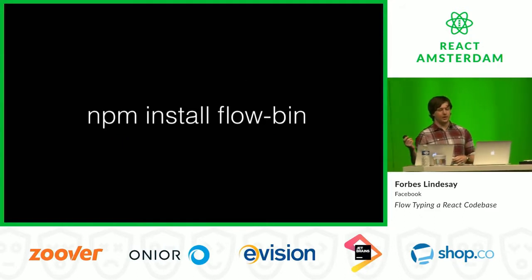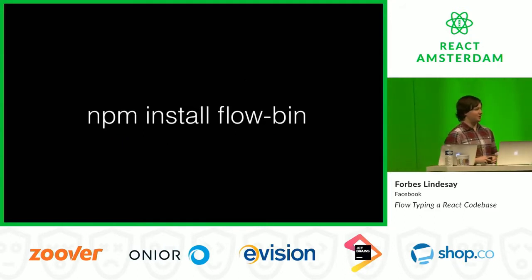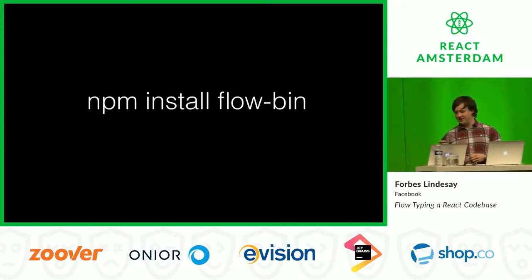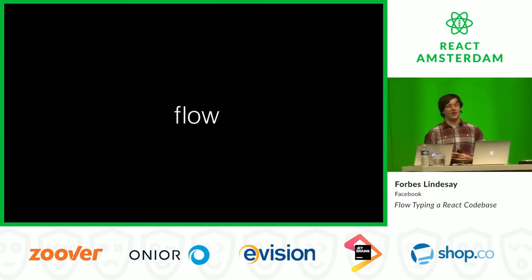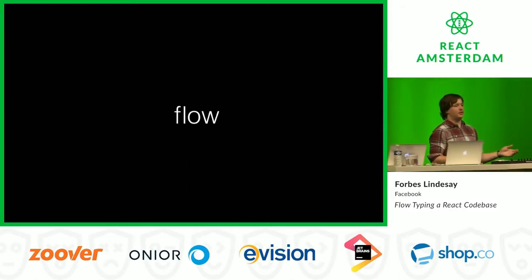So to start off with, you npm install flow-bin. Wait, that's not right. You yarn add flow-bin. And having done that, it's as simple as running flow. If you add flow-bin to your package.json as a dev dependency, you can put flow in the script, so you don't have to go around every single colleague and say, you need to run this command to install this command line globally.